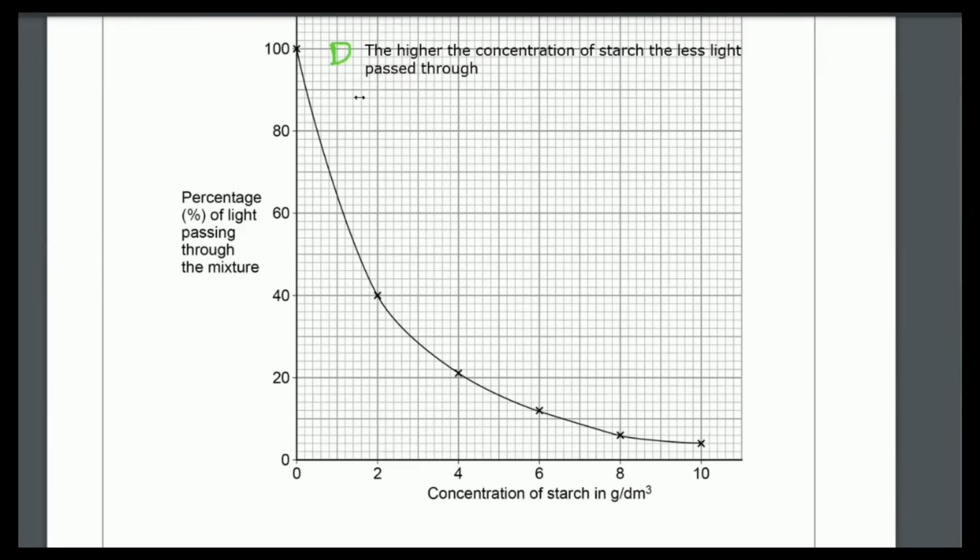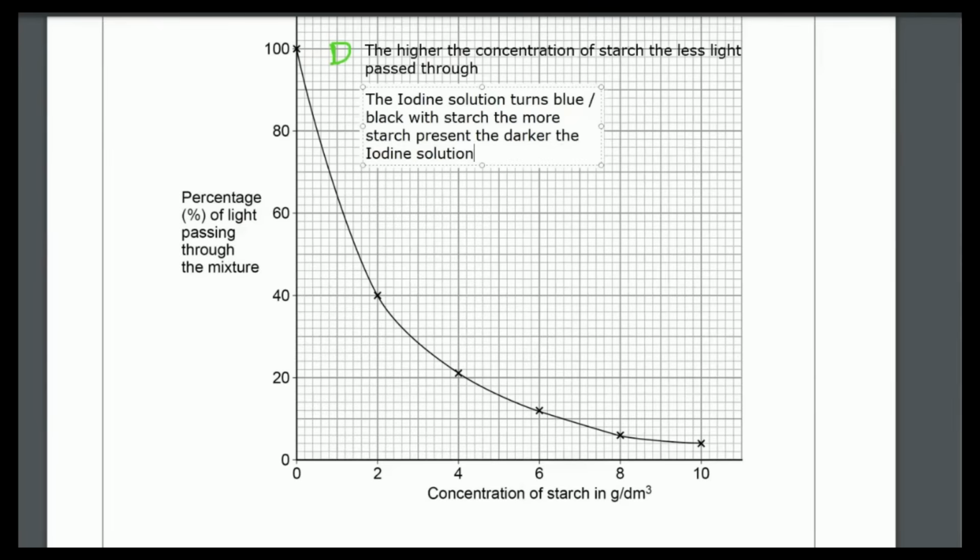Why is that? Well, when starch mixes with iodine, it goes blue or black. And that means if you have more starch, you're going to get a darker solution, a blacker mixture, or a dark blue. It's like blue-black. So you're going to get a blacker or bluer solution the more starch you use. And therefore, that explains the pattern.